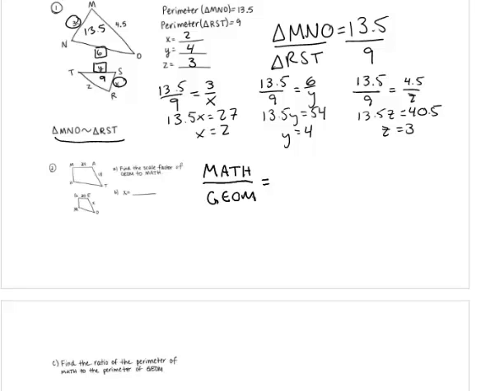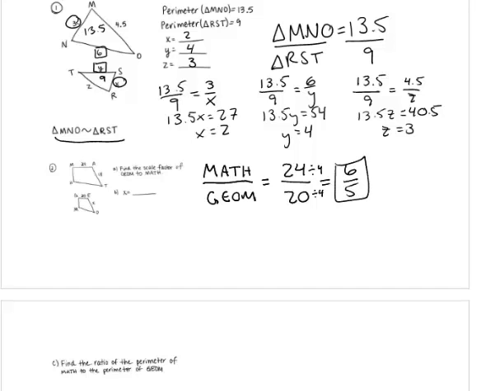It looks like MATH, the side that's labeled, is the 24. And it's corresponding to the side that's 20 on GEOM. Now that's not my final answer though. If I want to write down the final answer, I actually have to simplify that. These are both divisible by 4. So I divide the top by 4, divide the bottom by 4, 6 over 5. That is my scale factor.